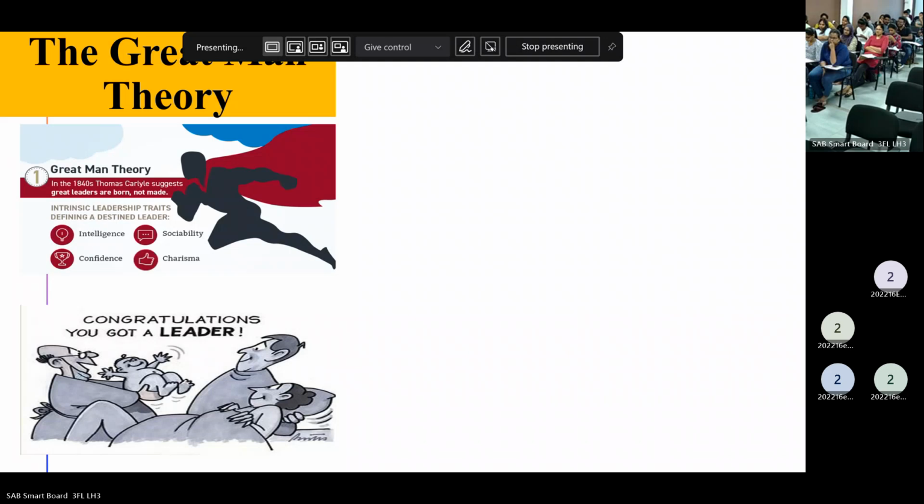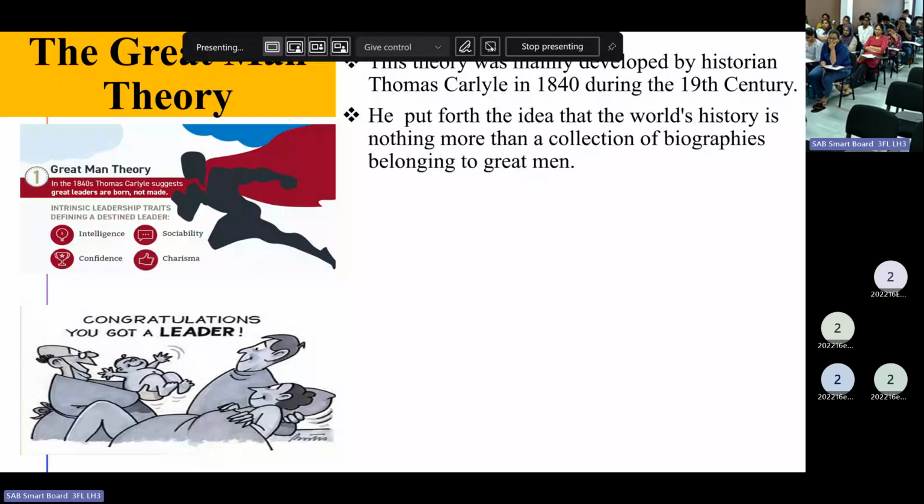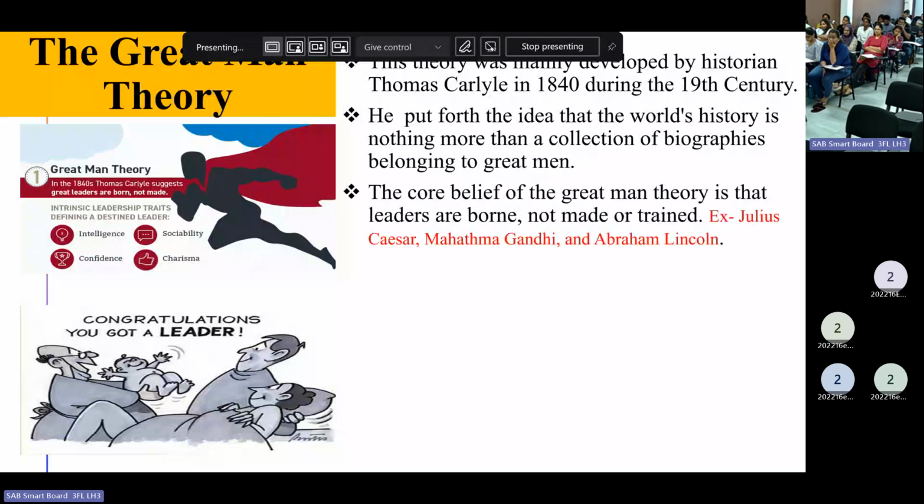So in 1840, Thomas Carlyle, in the 19th century, put forward the idea that the world's history is nothing more than the collection of biographies of great men. He collected why these people were behaving as leaders. From that he prepared a biography and identified the factors that contributed to becoming a leader. That was the belief. He thought, why is this person behaving like this and better than others? What makes the person different? Based on that he identified people like Mahatma Gandhi and Abraham Lincoln.